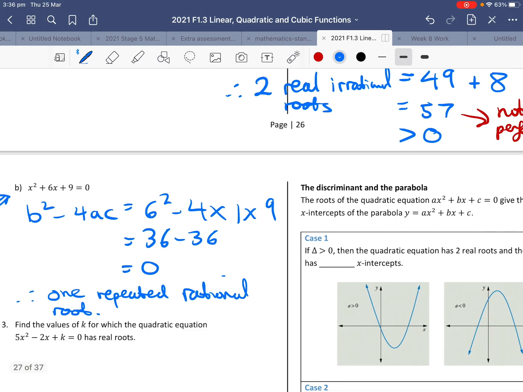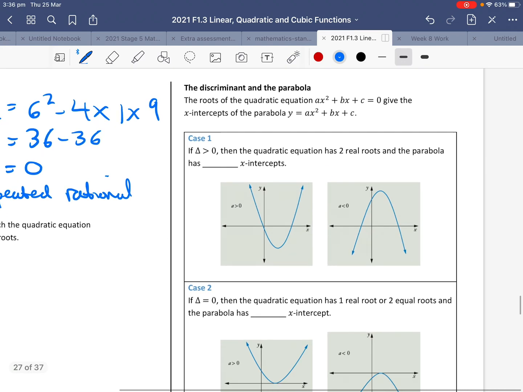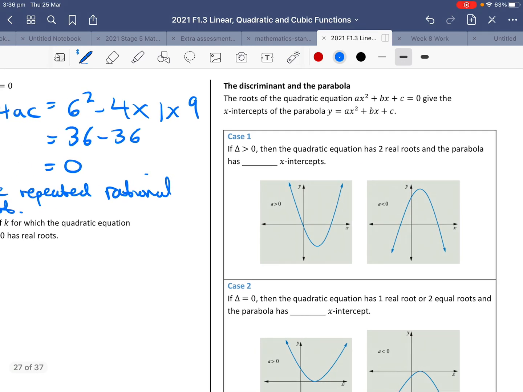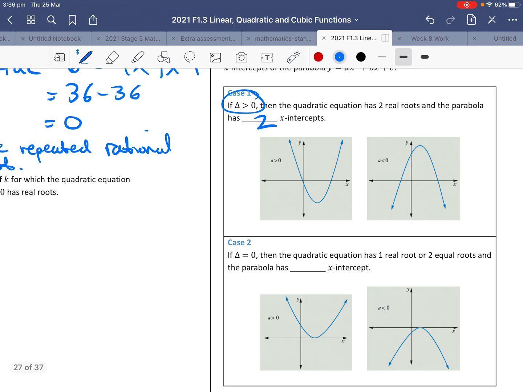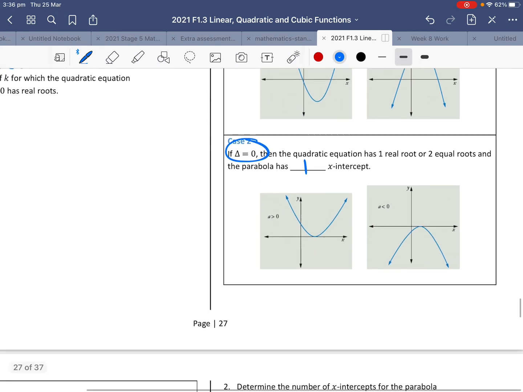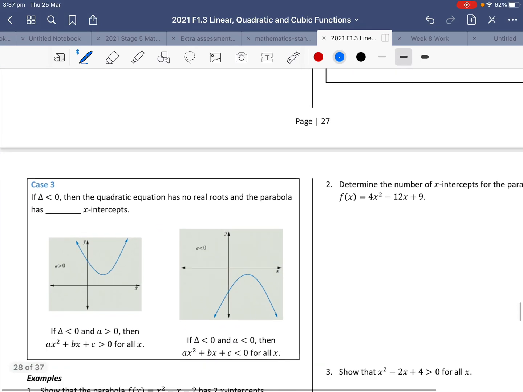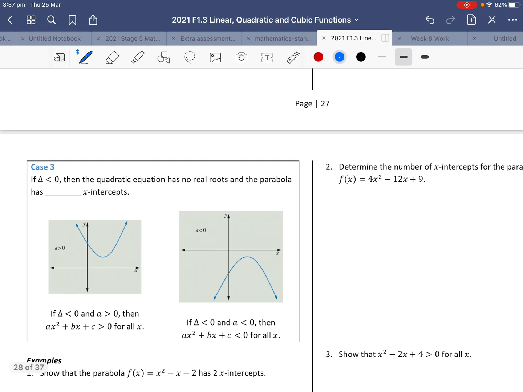Okay, so the main idea is that graphically, when the discriminant is greater than 0, the parabola is going to have two x-intercepts. If it's equal to 0, there's just going to be 1. And then the third case is if it's less than 0, then there'll be 0.